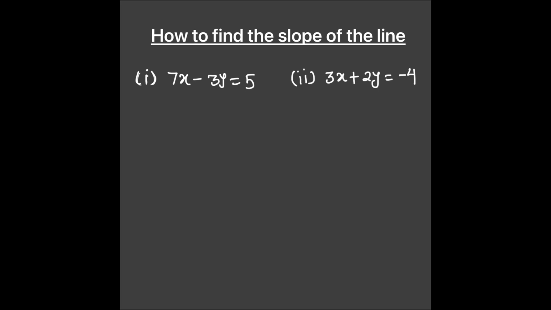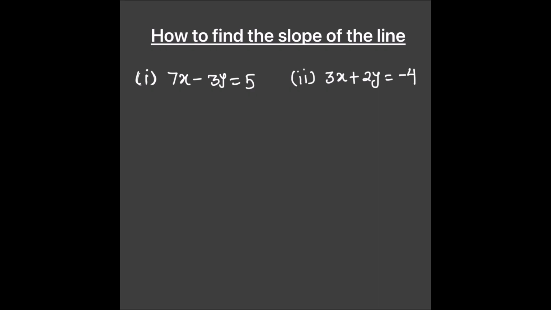Hello students, in this video we are going to learn how to find the slope of the line whose equation is given to us. In this video we will be solving two examples. In the first example we have the equation of the line as 7x minus 3y equals 5.